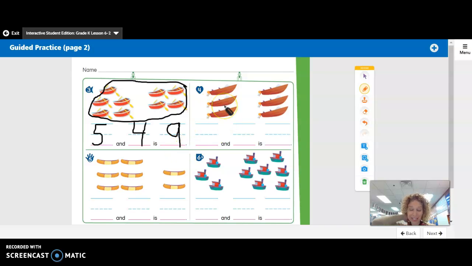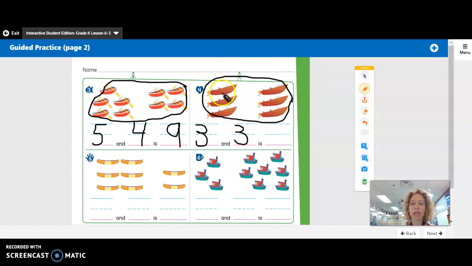Great job. Let's continue. All right, first of all, we have how many, maybe this is a speedboat. Let's count on this group. 1, 2, 3. We have 3. Now how many in this group? 1, 2, 3. So we're going to put a 3 here. How many speedboats all together? Ooh, let's circle it. All right, we have to count them all together. 1, 2, 3, 4, 5, 6. We have 6. Good job.